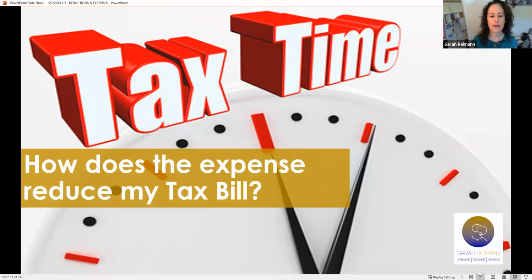So how does the expense actually reduce your tax bill? For example, if we spend $5,000 on a new bit of equipment for our business, it doesn't mean that we get a $5,000 reduction in our tax bill. It simply doesn't work like that. It all depends on our business tax rate, so whether we're trading as an individual, a partnership, a trust, or a company, and what our personal marginal tax rate is. So I'm going to explain that in a little bit more detail now to help you understand those concepts.